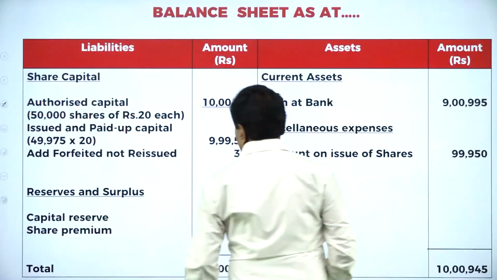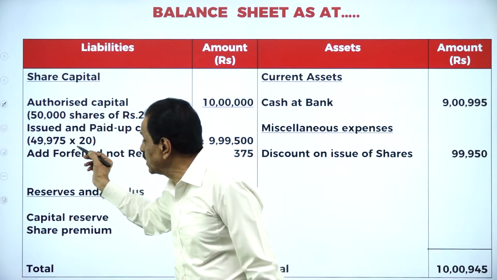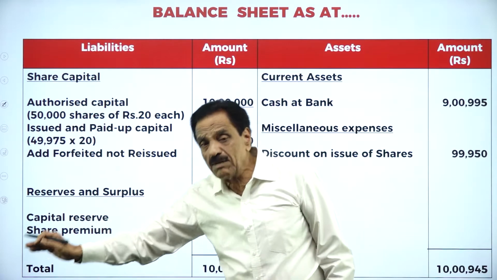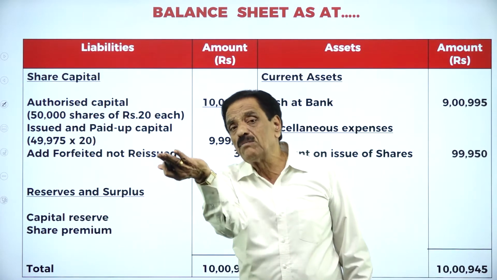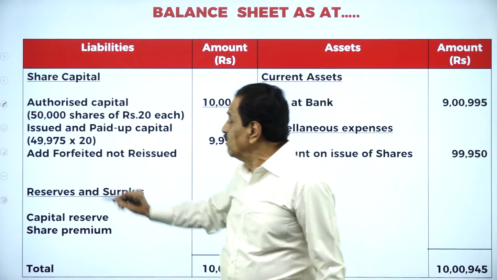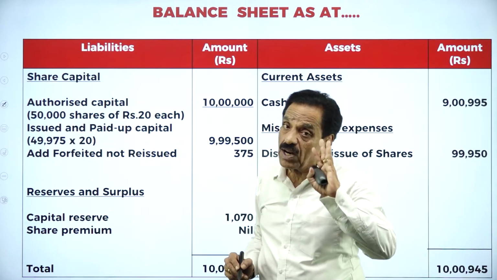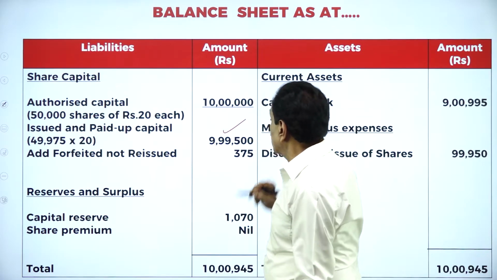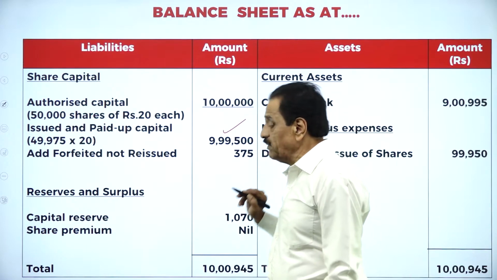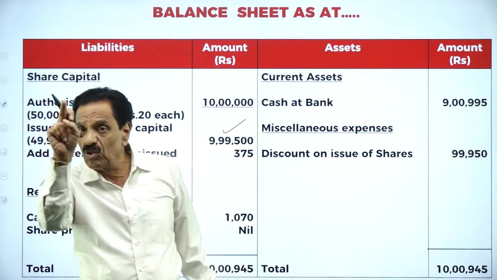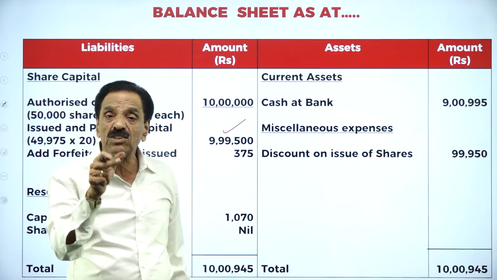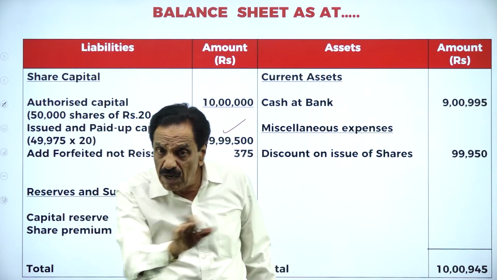You go to the balance sheet. Here, 49,970, how will it come? Out of 50,000, 110 have been forfeited. Reissued how much? 85. So how much could not be reissued? 25. 49,970 is fully paid up. It works out 9,99,500. 375 you come. For 50 shares, you have got 750, but you have taken only 25. Another 25 is forfeited, not reissued.